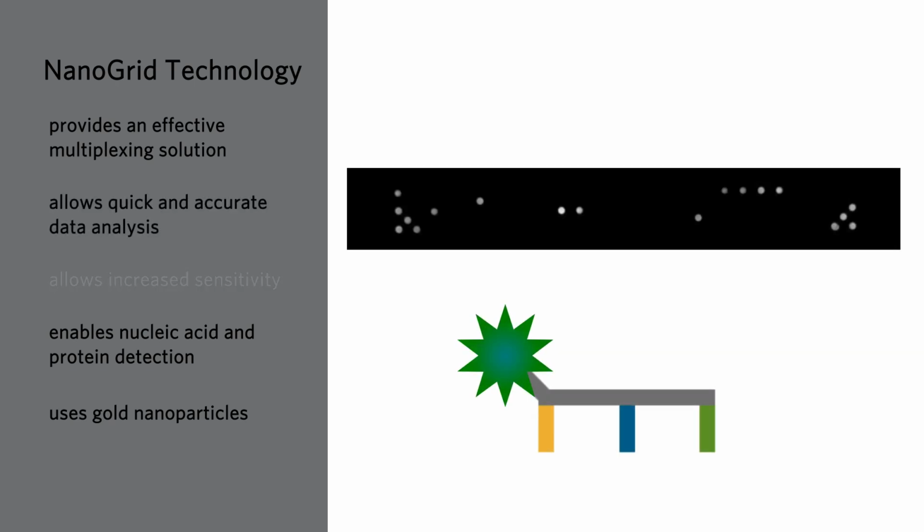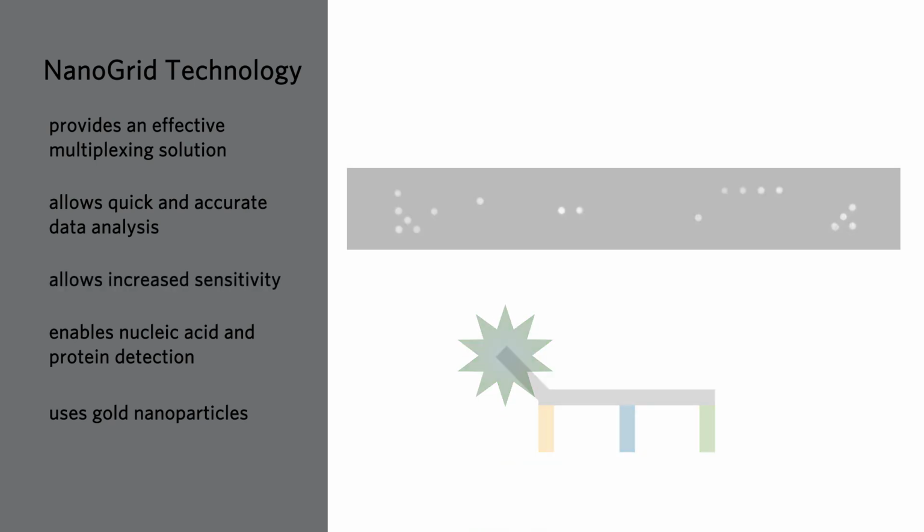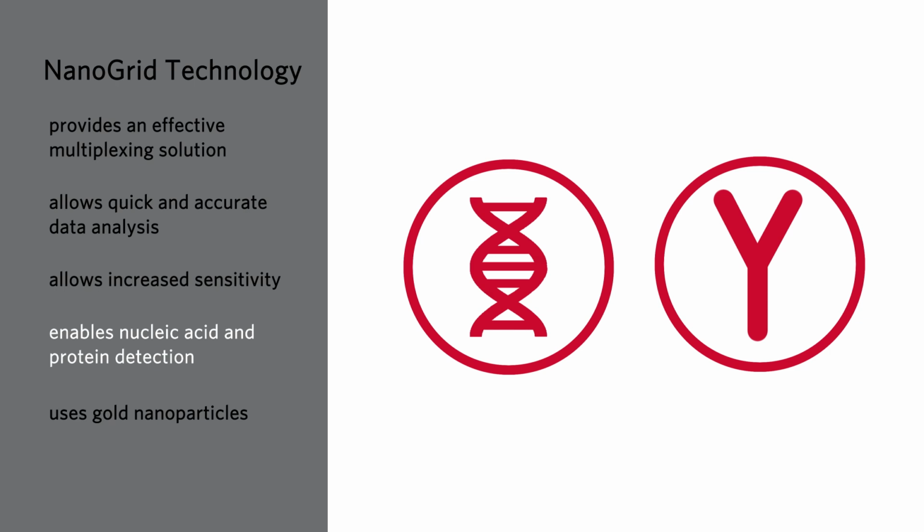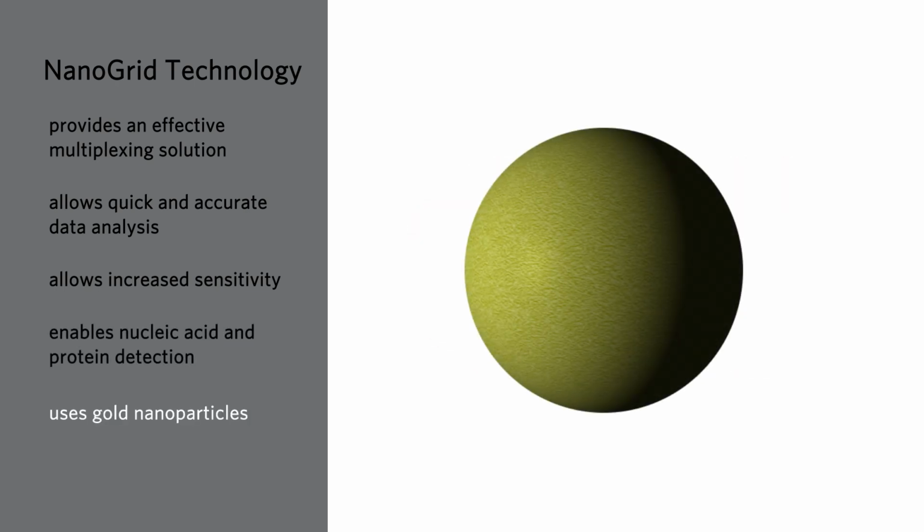NanoGrid technology allows increased sensitivity by several orders of magnitude compared to fluorophores. High specificity is enabled for both nucleic acid and protein detection. The gold nanoparticles are extremely stable, have a long shelf life, and are non-toxic.